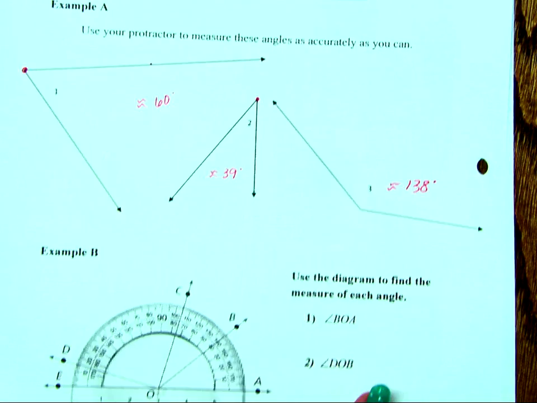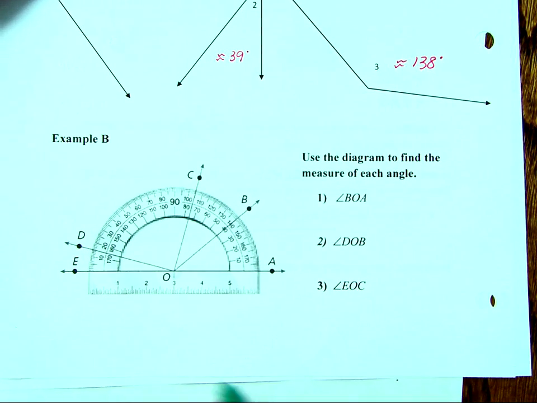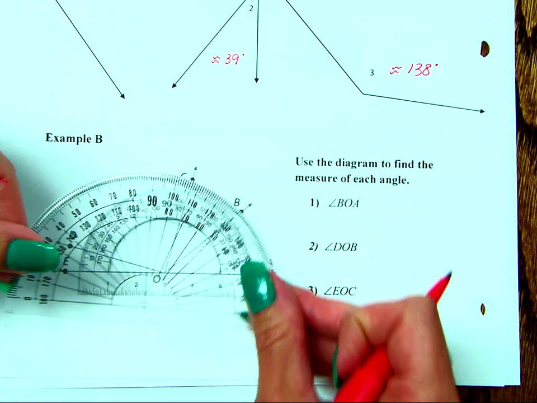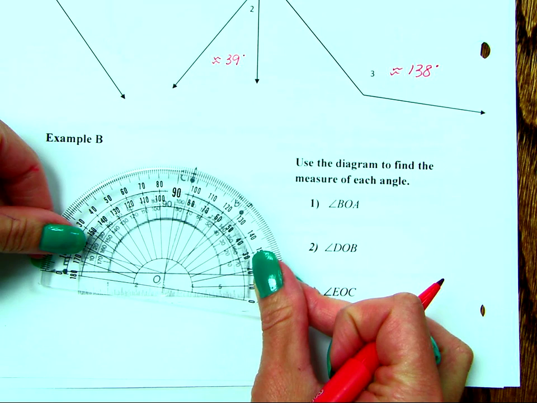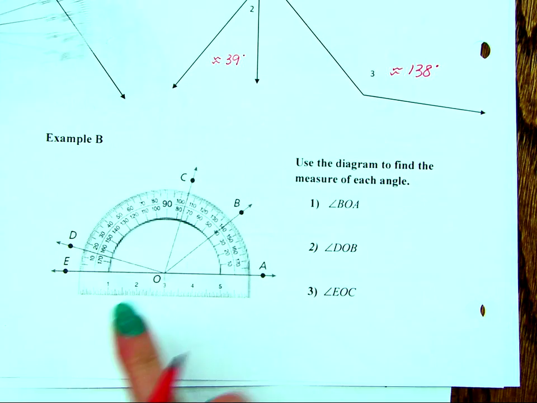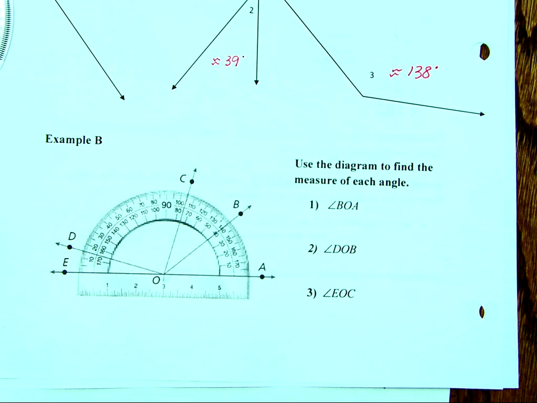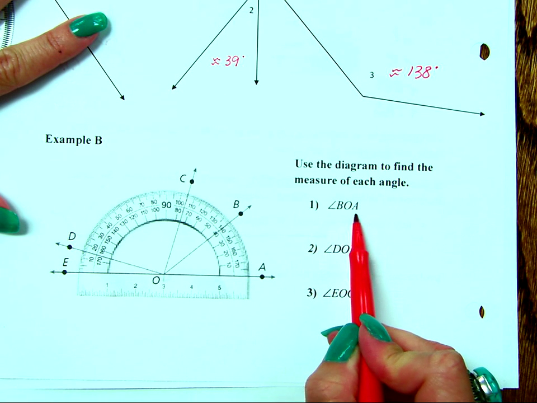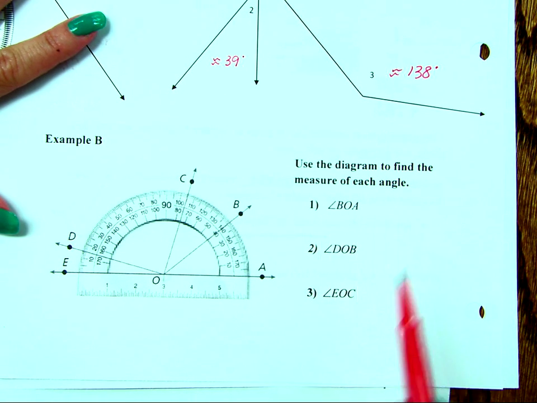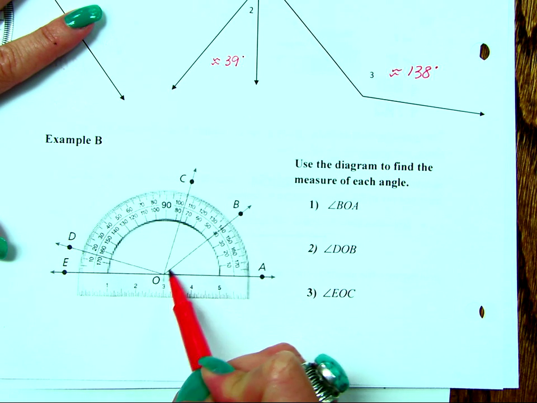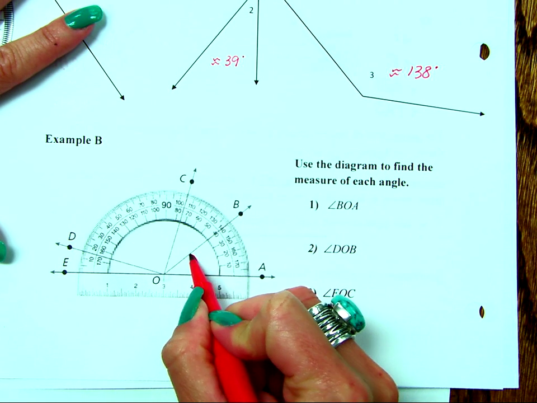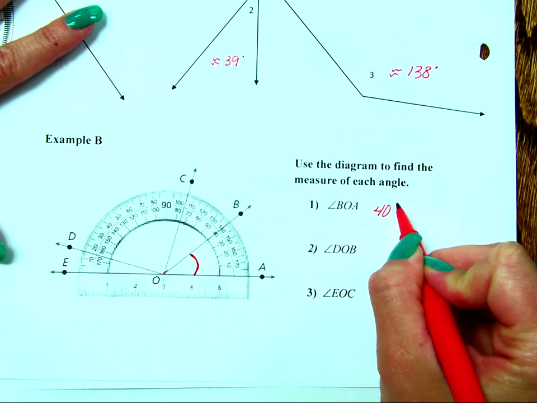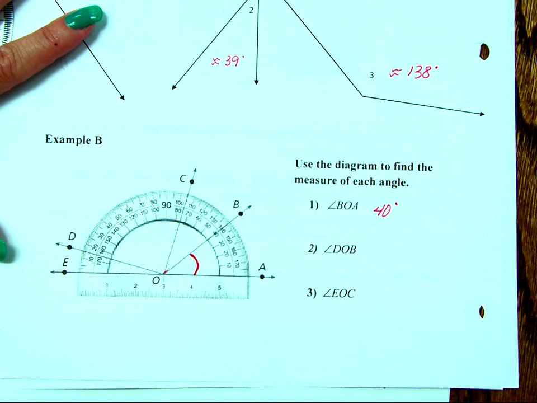Looking at example B, this is something that you might see in your textbook, and sometimes they give you the protractor. That means you don't want to take another one and try to set it on there and measure, because sometimes they're not drawn to scale. We simply want to use the one that is given to us. In number 1, they're asking me to find the measure of angle BOA. If I come over here and find angle BOA, I can see I'm wanting to know the measure here. It's acute, so I'm going to use the smaller number, and I find that it goes through the 40 degrees.